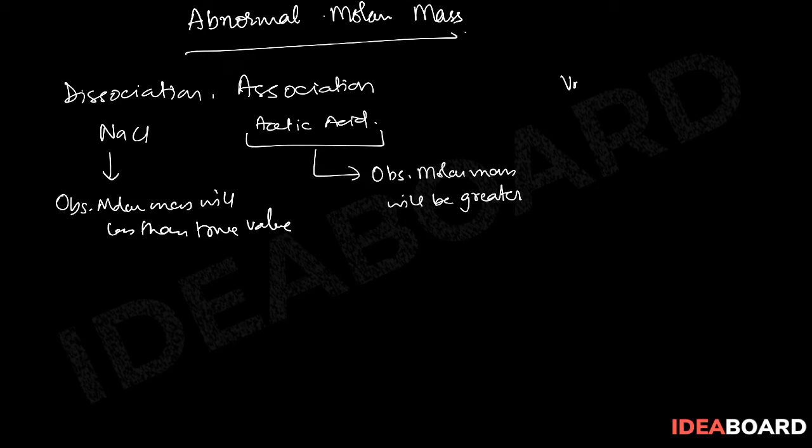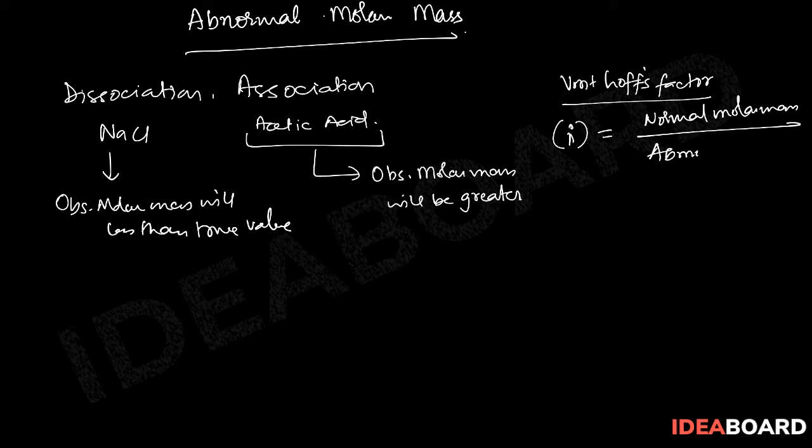Van 't Hoff factor. So we will see the Van 't Hoff factor. Van 't Hoff's factor is written as i, and it is defined as normal molar mass divided by abnormal molar mass. This can also be defined as observed colligative property divided by calculated colligative property.